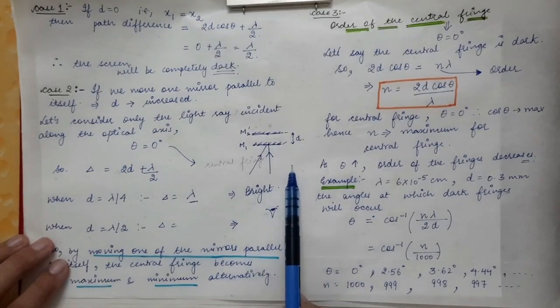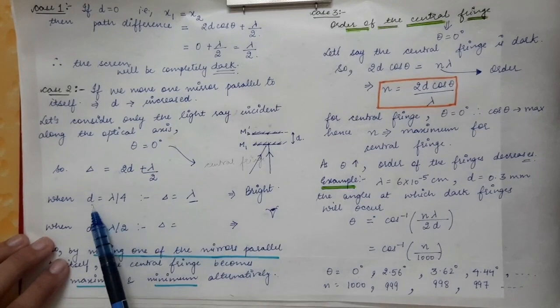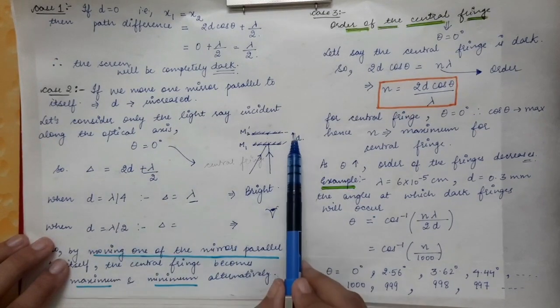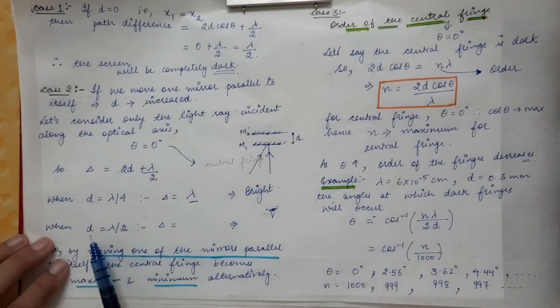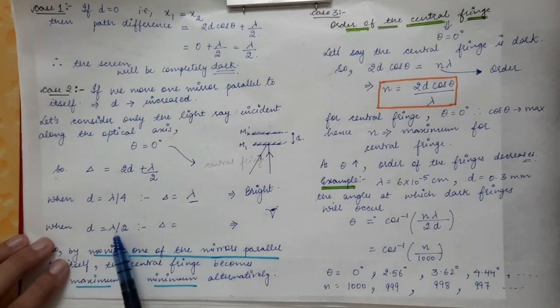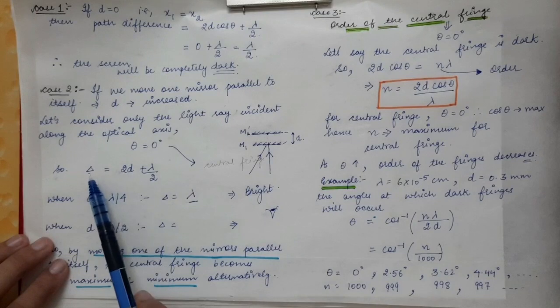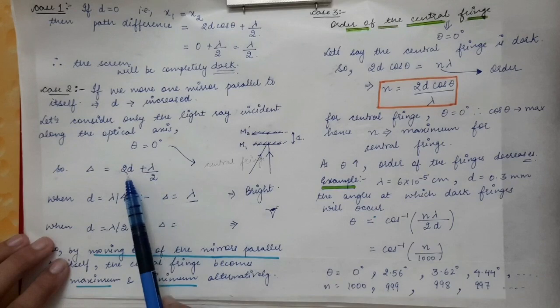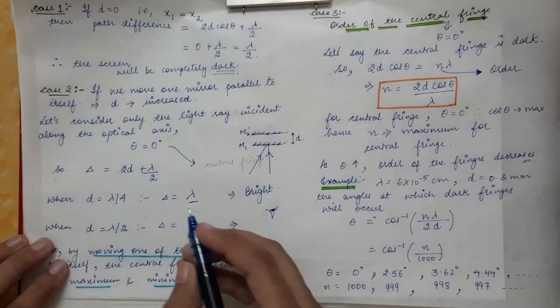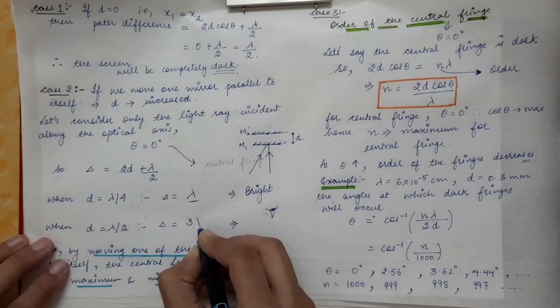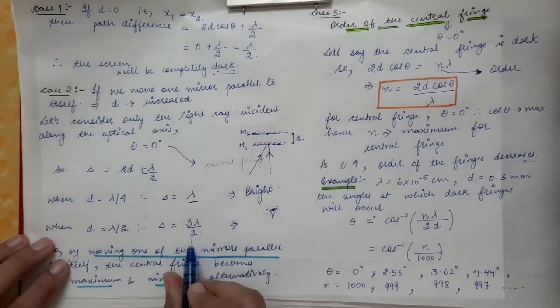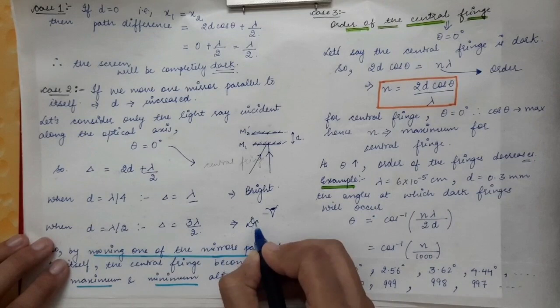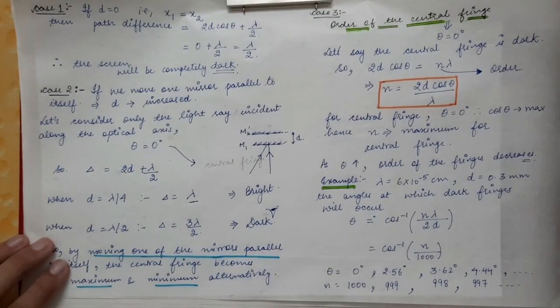Now as you increase this distance again, first the distance was equal to lambda by 4, now you increase this distance and set it at lambda by 2. So lambda by 2 is greater than lambda by 4. When you set it at lambda by 2, delta is equal to twice of lambda by 2 plus lambda by 2. So you will get lambda plus lambda by 2. So in that case the path difference will be 3 lambda by 2, and this is the condition of a dark fringe, or you can say destructive interference.